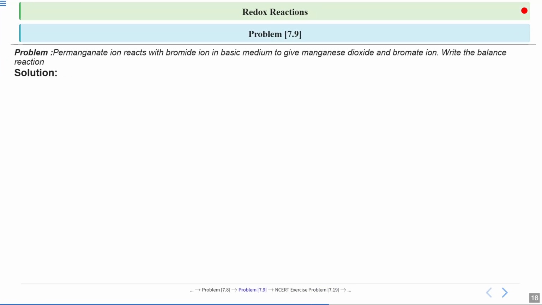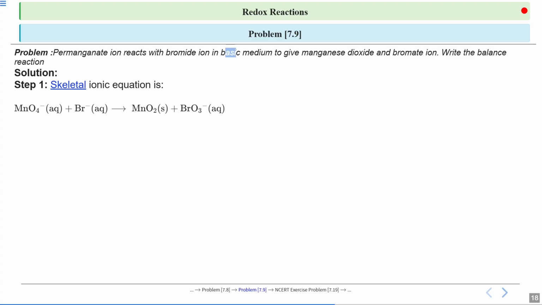So now let's look at the solution. In the first step, we will be writing the skeletal ionic equation. The equation would be that permanganate ions are reacting with bromide ions, therefore it is MnO4 negative plus Br negative, giving manganese dioxide, that is MnO2, and BrO3 negative. Please keep in mind we are solving this question in basic medium.